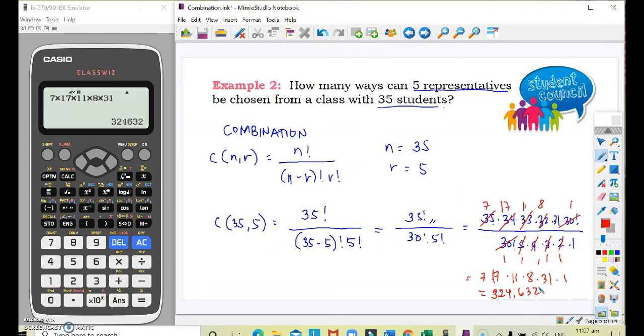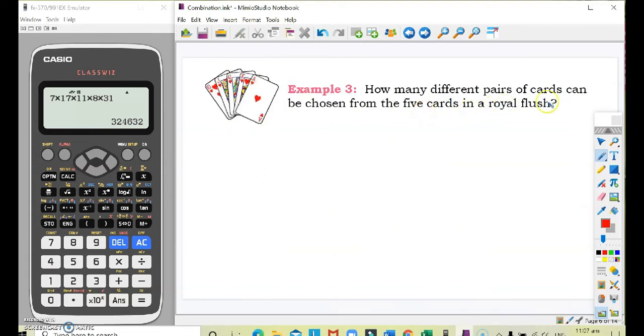324,632 ways that I can choose 5 representatives out of the 35 students in my class. How many different pairs of cards can be chosen from the 5 cards in a royal flush? This is an example of a royal flush. So the thing is, we're going to identify different pairs of cards. Since we're going to choose, order is not important, so this is a combination problem.